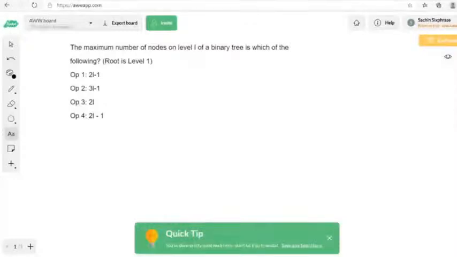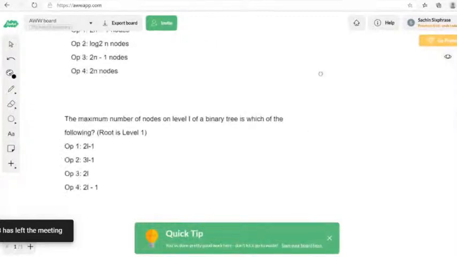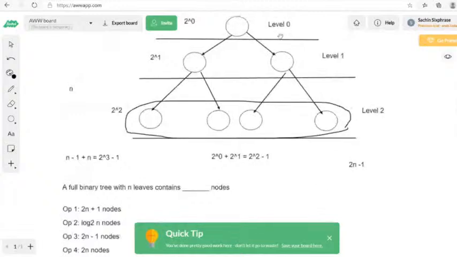Okay, a lot of people are saying the answer is option no. Okay, fine. So option one, yes. The reason is that I already taught you that if it is level 0, it is 2 power 0, level 1, 2 power 1, level 2, 2 power 2. So if the level is equal to L, then you can generally say the formula can be 2 power L, but level is starting from 0.